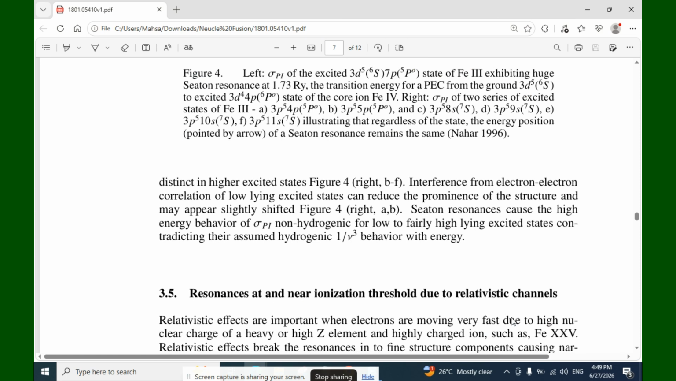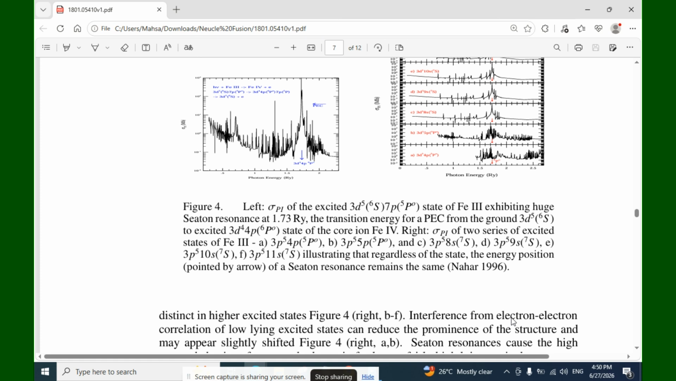In figure 4, right section, interference from the electron-electron correlation of low excited states can reduce the prominence of the structure, and it may appear slightly shifted. Figure 4, right A and B, Seaton resonances cause the high energy behavior of sigma PI to be non-hydrogenic for low to fairly high-lying excited states, contradicting their assumed hydrogenic 1 divided by nu to the power of 3 behavior with energy. Figure 4 illustrates on the left side sigma PI of the excited state of Fe III exhibiting a huge Seaton resonance at 1.73 Rydberg.